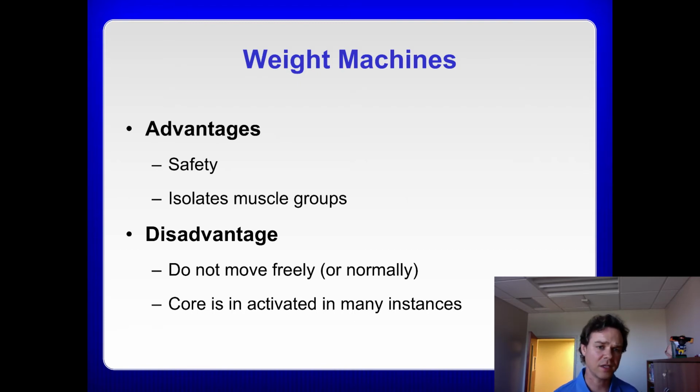Now, I'll also mention that you have different types of weight machines. So you can have a Pilates bench. I guess you could consider that to be a weight machine. You could have a cable crossover. That's a weight machine, but your arms and your body move a little bit more freely. That's going to be better than some of the other weight machines where you're moving in a fixed plane.